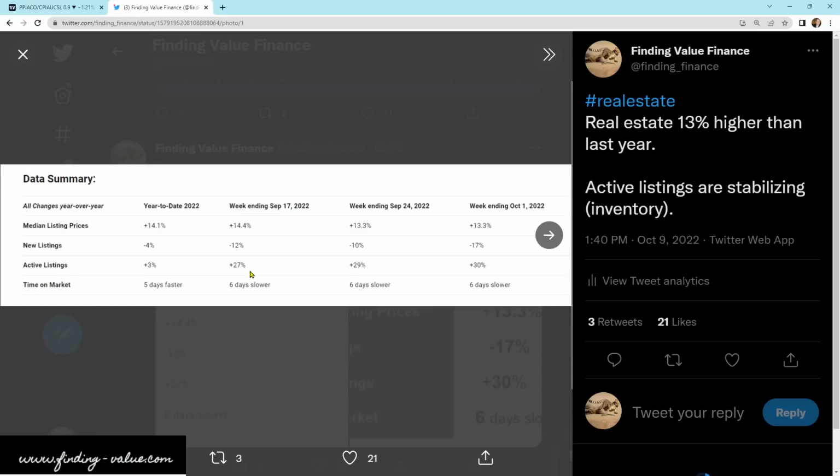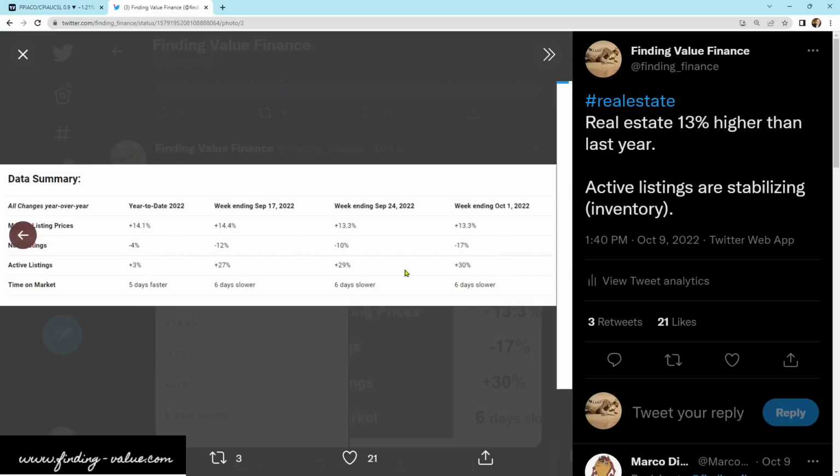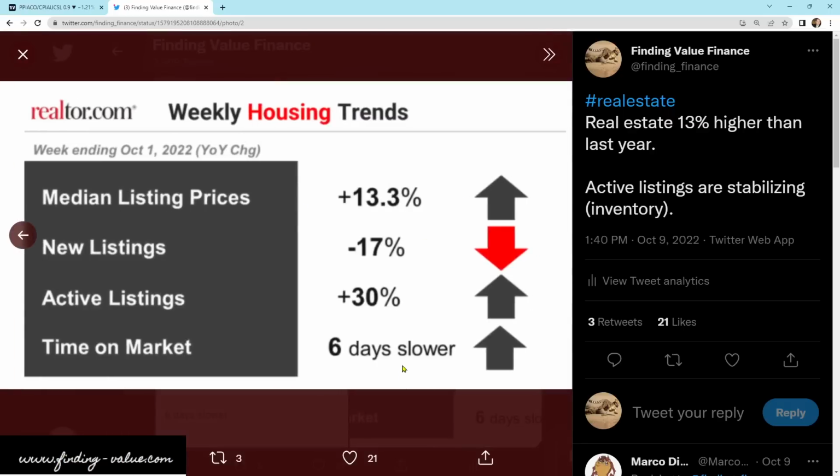Active listings are stabilizing in inventory. So real estate's still going up year over year. I understand that it could be down month over month, but actually it's up month over month if you look at that actual price. But this is year over year. The new listings are actually coming off the market. There's not as much listings coming on. The inventories are stabilizing. You can see plus 27, plus 29, plus 30. They're starting to stabilize. And we do have time in the market staying about the same, 5-6 days slower. And that's what it looks like in a kind of a one-shot look at it for just that week.